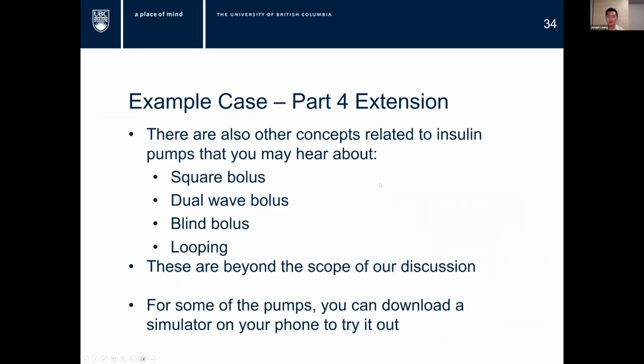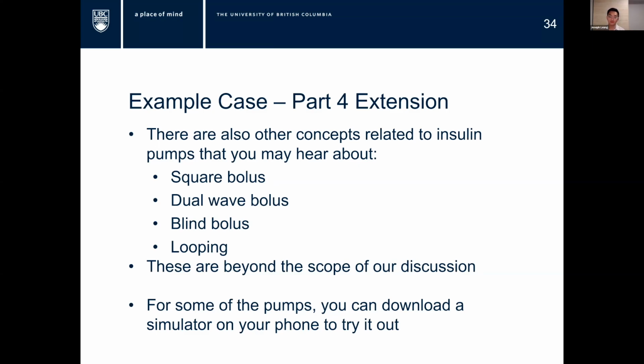There are some other concepts related to insulin pumps that you might hear about, such as square boluses, dual wave boluses, and looping. This is beyond the scope of our discussion for now, but feel free to ask a pump trainer about it when you have a chance, and we can certainly go into those topics in more detail. For some of the pumps, you can also download a simulator on your phone to try it out. For example, the Omnipod 5 and the Tandem t:slim have simulators, and you can go to the App Store if you want to try things out.